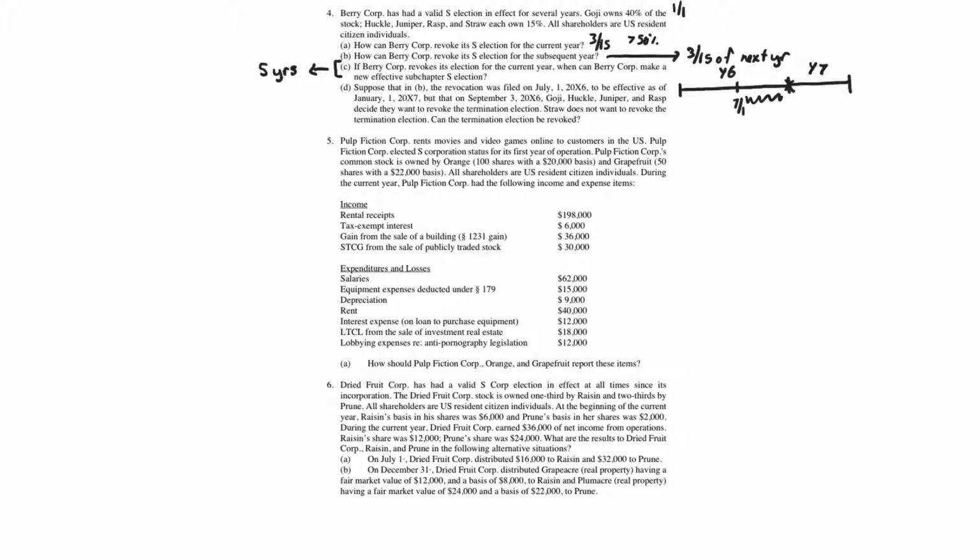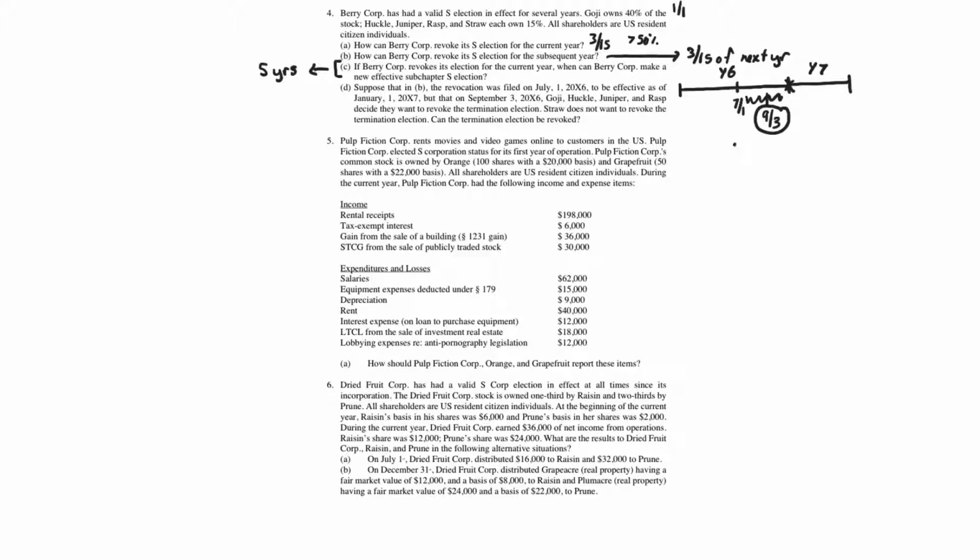Now, on September 3rd of year 6, some of the owners say, hey, we changed our minds. We don't want to do this. We don't want to terminate S Corporation. We don't want to be a C Corporation. We still want to remain an S. So remember, when the termination occurred, more than 50% of the owners had to agree. So what are the rules for revoking the termination on 9/3 to make sure that it won't switch over to a C Corporation, it'll stay S?